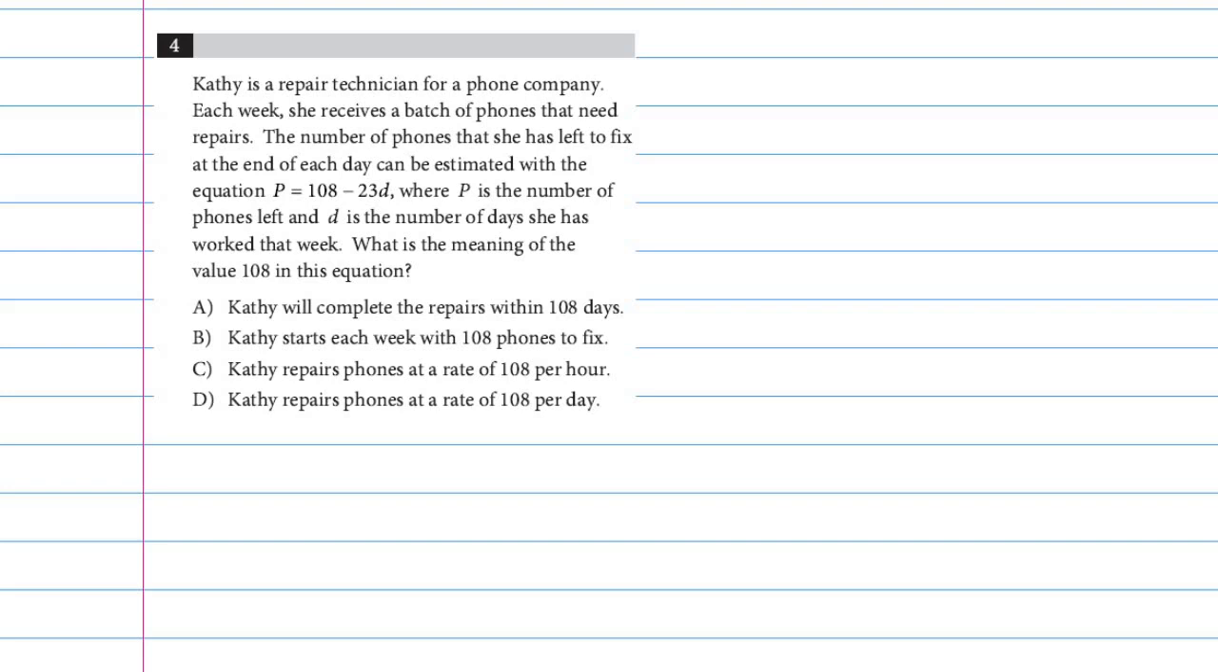All right, let's see. Here it says that Kathy is a repair technician for a phone company. Each week she receives a batch of phones that needs repairs. The number of phones that she has left to fix at the end of each day can be estimated with the equation P equals 108 minus 23D, where P is the number of phones left and D is the number of days she has worked that week. What is the meaning of 108 in the equation?